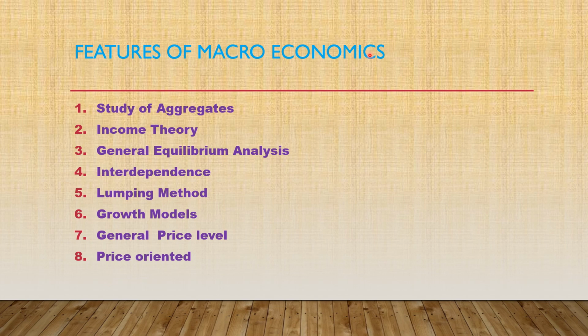So features of macroeconomics, we studied 8 points. First is study of aggregates, that is total, and the second is income theory, and third is general equilibrium analysis, interdependence, lumping method, growth models, general price level, price oriented. So these are the 8 points. If you remember the meaning of the points, you can write it properly.